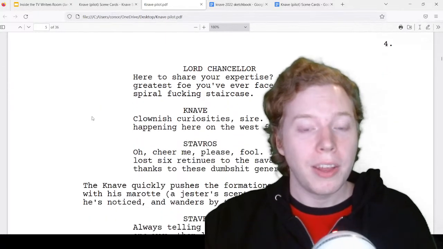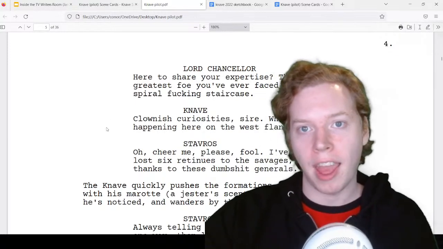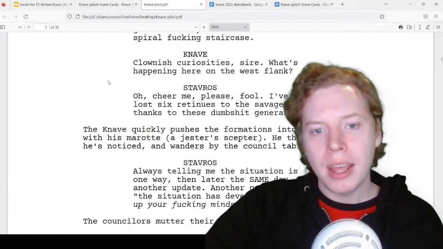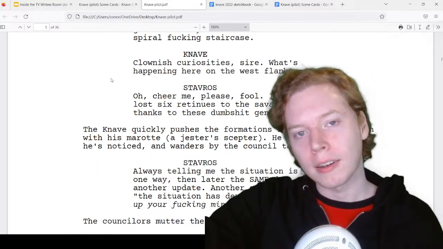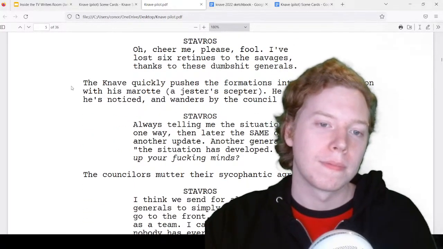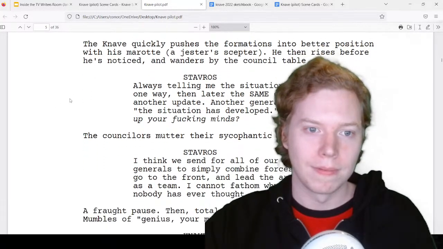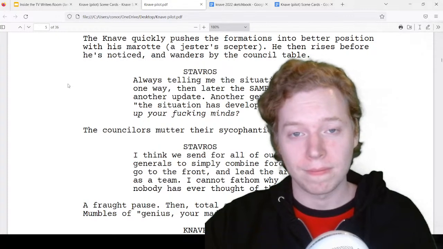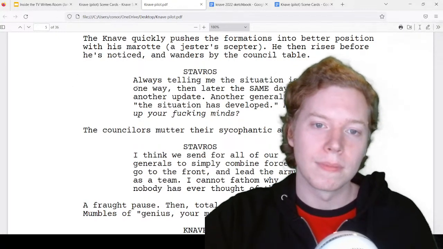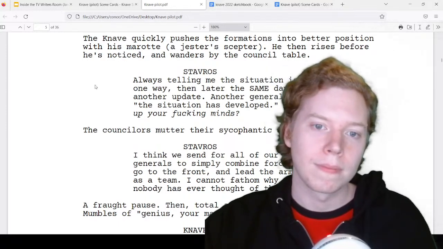I'm Lord Chancellor. Here to share your expertise. The greatest foe you've ever faced is a spiral fucking staircase. The knave now. Clownish curiosities, sire. What's happening here on the west flank? Oh, cheer me, please, fool. I've lost 6 retinues to the savages, thanks to these dumb shit generals. Knave quickly pushes the formations into better position with his marotte, a jester's scepter. He then rises before he's noticed and wanders by the council table.